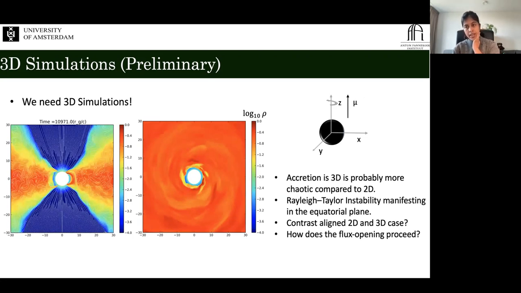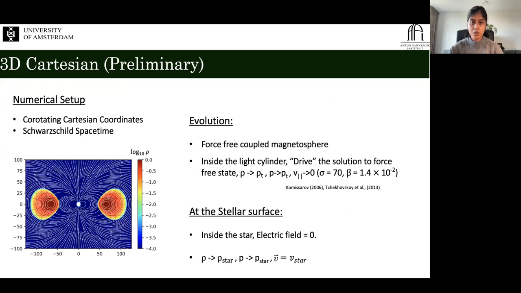Now, as you start inclining the rotation axis in spherical coordinates, it becomes really hard to make the pole stable. Because of this really high magnetization that I need to maintain close to the neutron star, it becomes really hard for the pole to handle all of this. So we actually went to Cartesian coordinates.